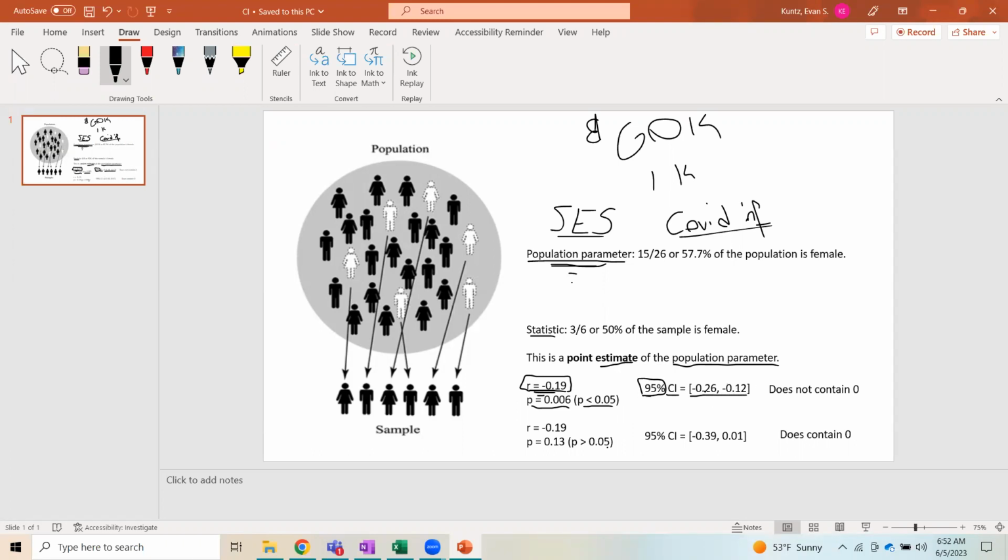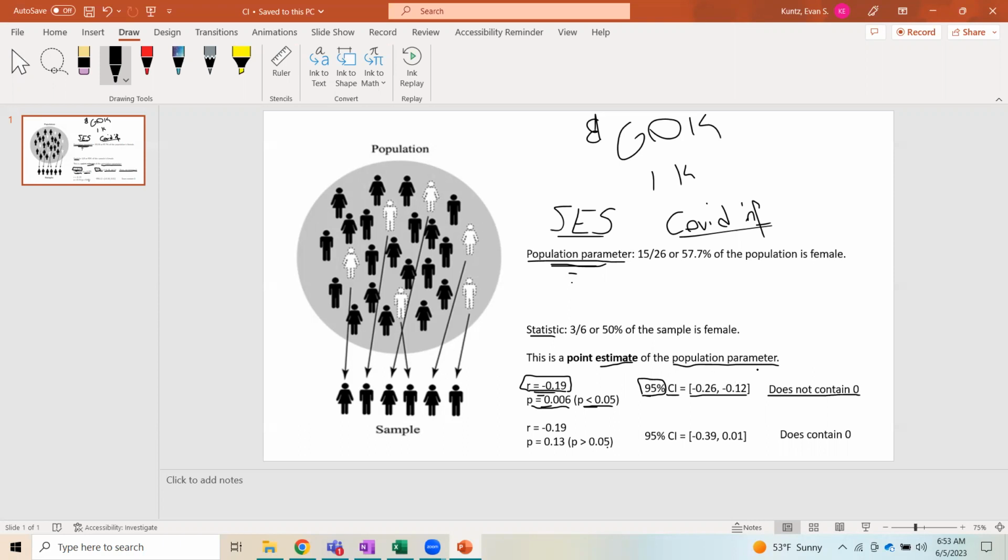And so, as you can see from this confidence interval, being from negative 0.26 to negative 0.12, it does not contain zero, which would indicate a significant effect size or correlation. Likewise, if this interval were to contain zero, then we would assume that the p-value is non-significant, so greater than 0.05.